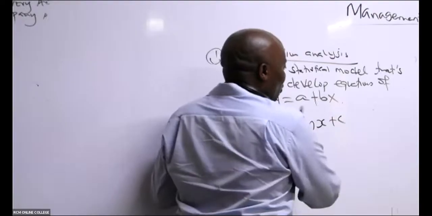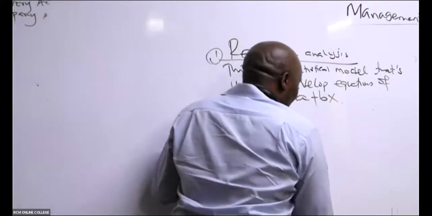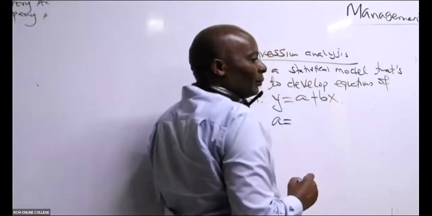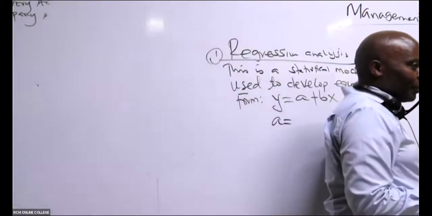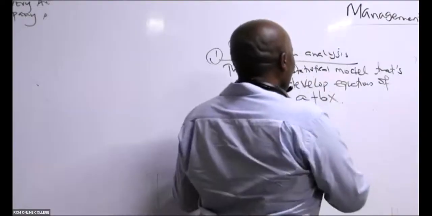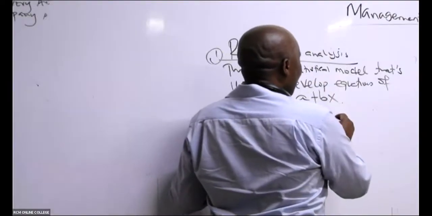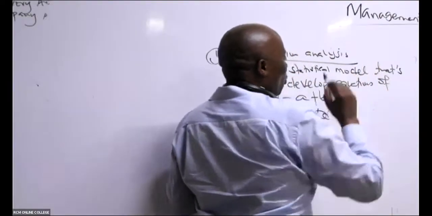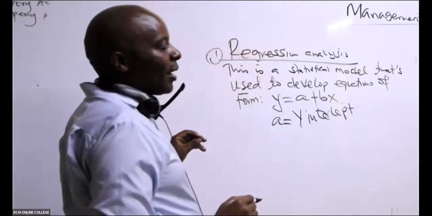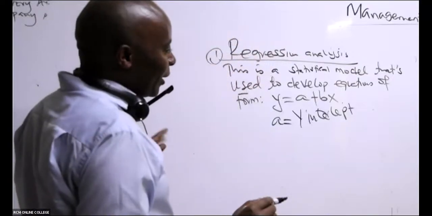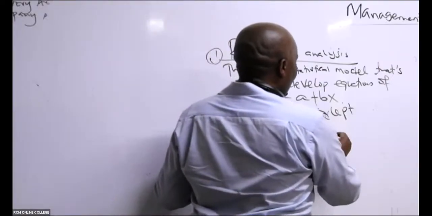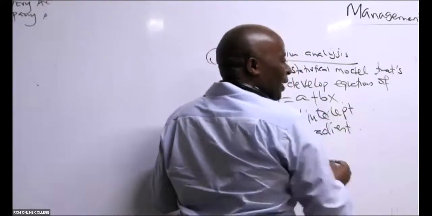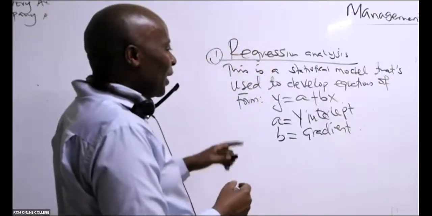Y equals a plus bx. What does A stand for? Yeah, in terms of cost, it will be fixed cost. But in a general straight line, this A stands for the y intercept, in the form of a normal straight line. And the B stands for what we call the gradient. B stands for gradient. Have you written it like that?